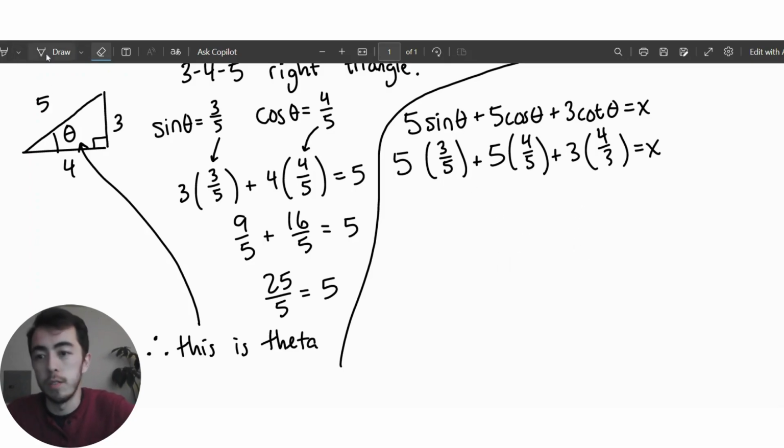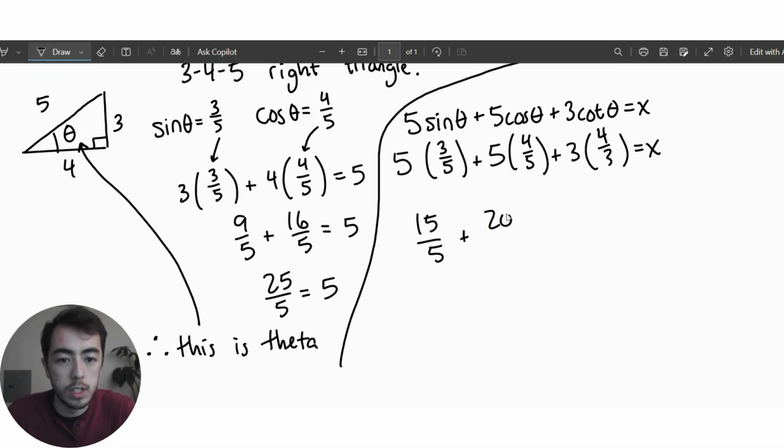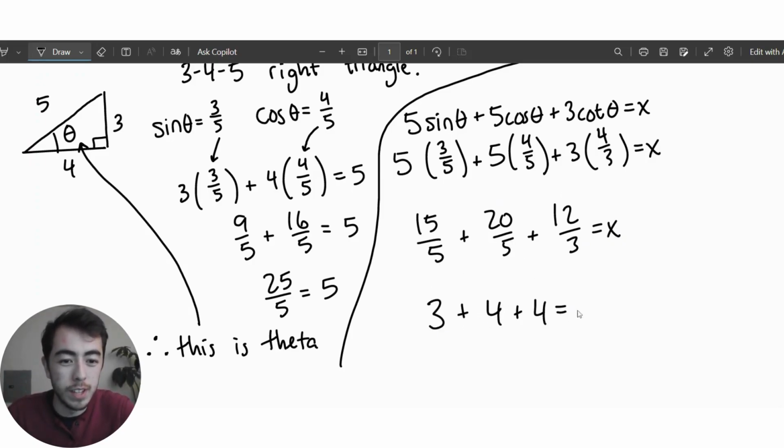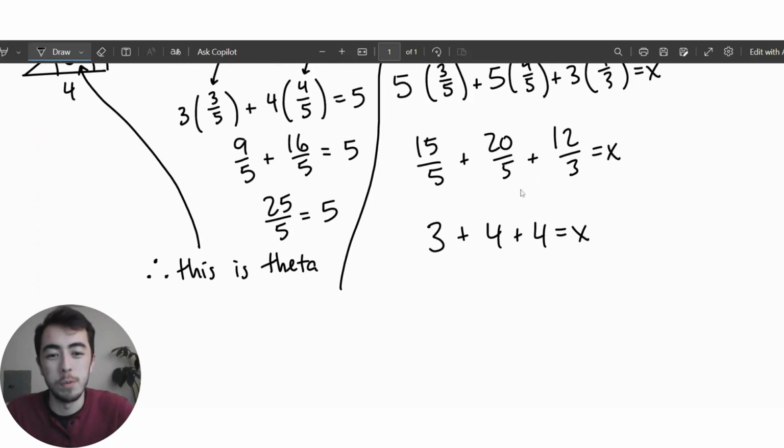So let's just solve this fraction equation. I get 15/5 plus 20/5 plus 12/3 equals x. This is just a 3, this is a 4, and that's a 4 equals x. Great. 3 plus 4 plus 4 is 11.